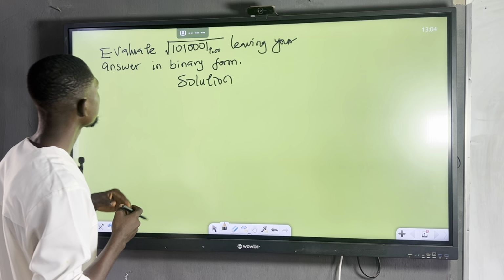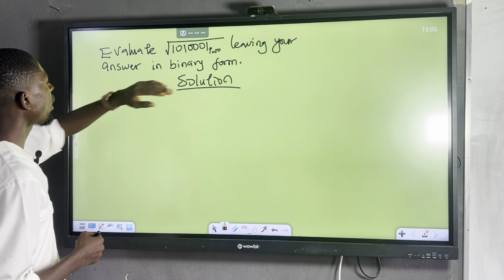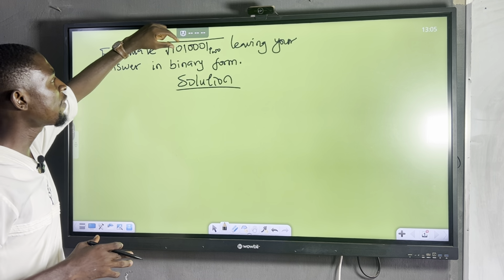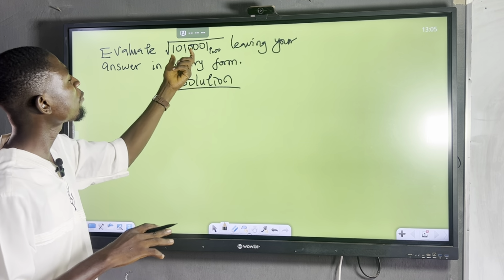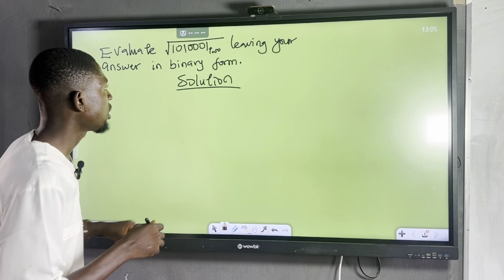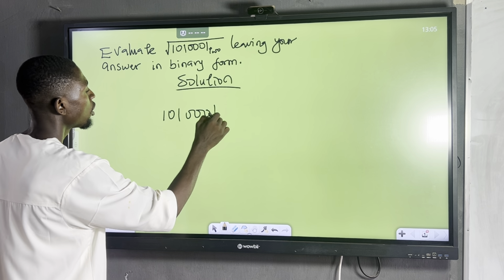So now we'll have the solution to this question. We'll evaluate this, leaving your answer in binary form. How do you evaluate this particular thing? First of all, to make it easier for you, convert this particular thing to base 10, find the square root and convert it back to binary. So let's convert this to base what?